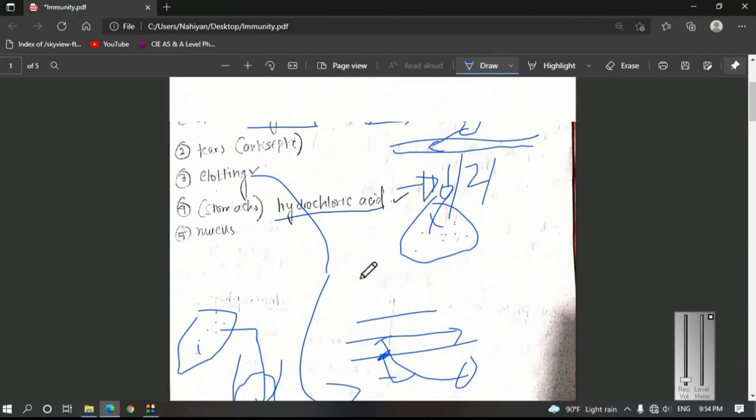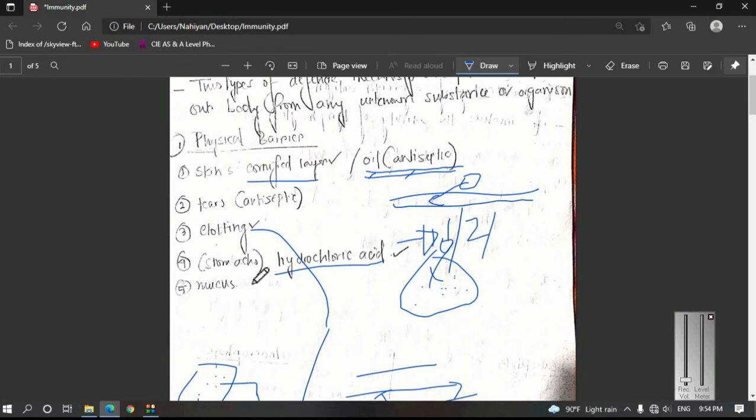And the last one you can write is mucus, which actually traps bacteria, like in our nasal cavity or in the trachea. There is mucus, and when we breathe in, the bacteria might actually get trapped in it. So these are the physical barriers.